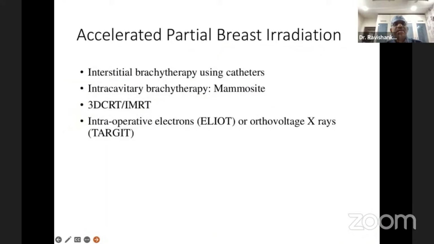Then coming to the other area, accelerated partial breast irradiation. The thought process for this is that we need to irradiate only the area close to the tumor bed, about 2 centimeters around the tumor bed, which has a high prevalence for recurrence. The rest of the breast tissue need not be treated at all. That is the concept. So how do you do this? You can do it either with interstitial brachytherapy or intracavitary brachytherapy like MammoSite, or routine 3D CRT or IMRT plan.